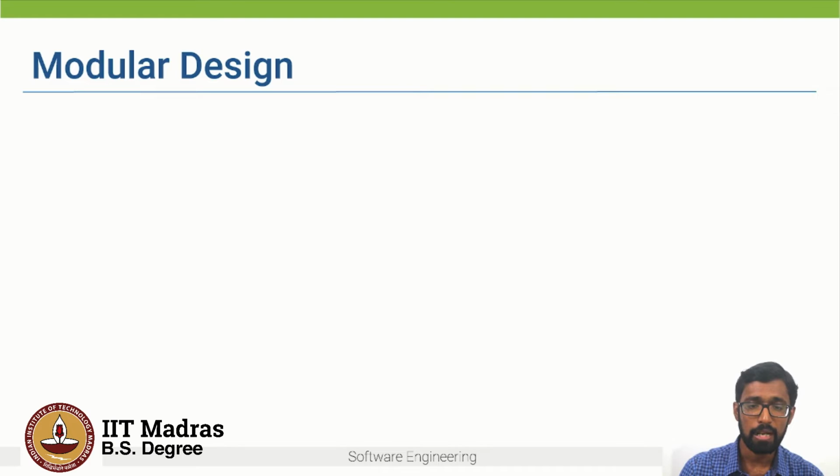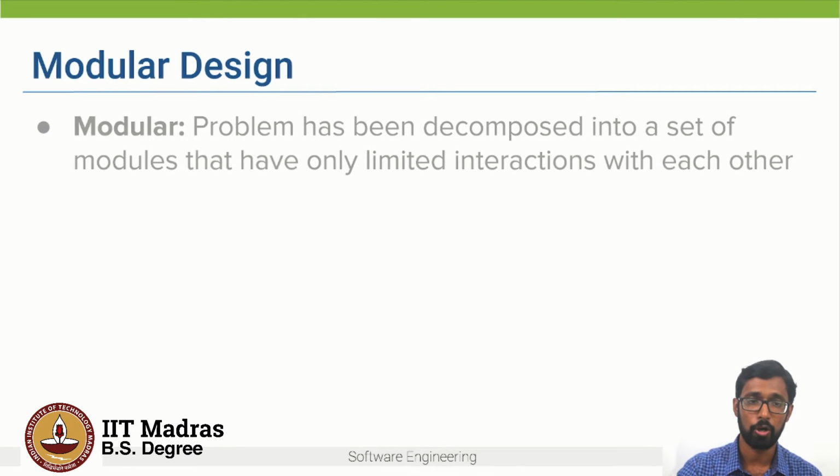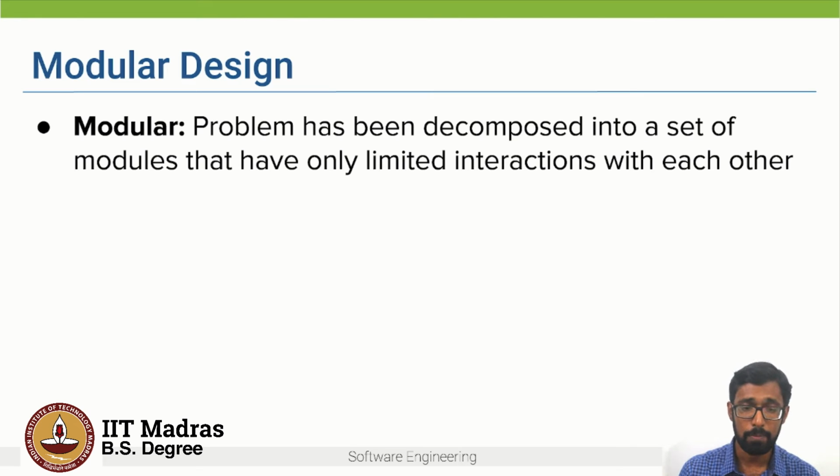So to summarize, a good design is a design which is modular. And by that we mean the problem has been decomposed into a set of modules that have only limited interactions with each other. So if different modules have little interaction with each other, then each module can be understood separately, right?